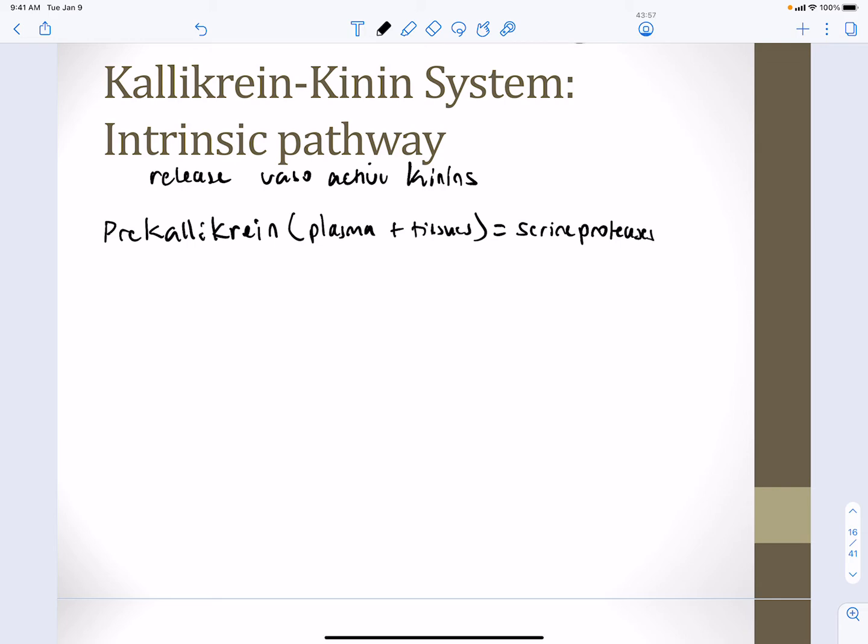And so your pre-kallikrein is going to be activated to form kallikrein, which then will cleave your high molecular weight kininogen into bradykinin.